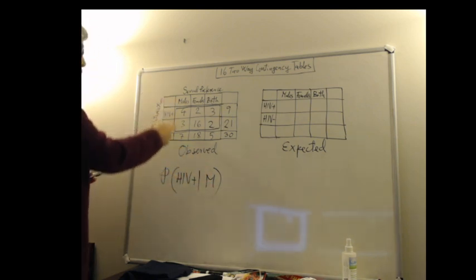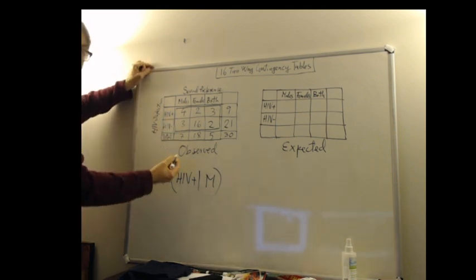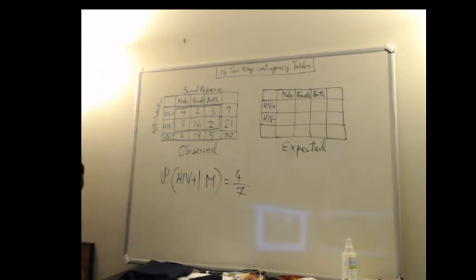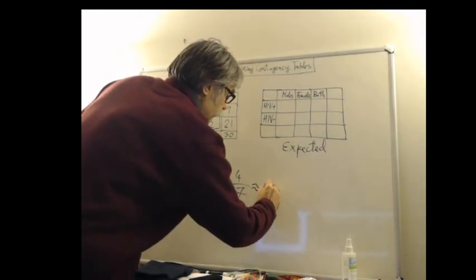So then you look at how many gays you have. You have 7. How many of them are infected? 4. So this is your conditional probability: 4 out of 7. You can check that with your calculator to get a percentage if you care about that, and it comes up as 57%. So I got approximately 57% here.